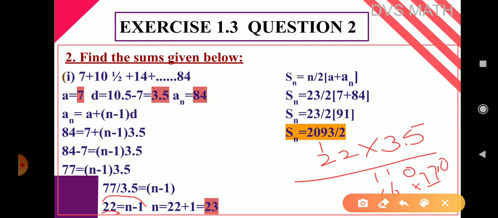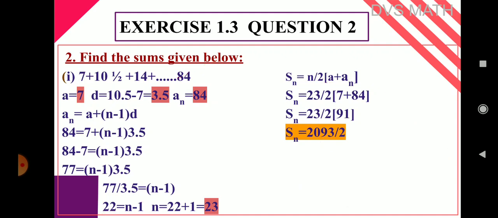How many terms are there here? 23 terms. So now let us find the sum of 23 terms. What is the Sn formula? Here we take this formula because, as I told you, the first term and last term are given. If only the first term and common difference are given, use Sn equals n by 2 into 2a plus n minus 1 into d. But here a and an are given, so you can directly use n by 2 into a plus an. So 23 by 2, a is 7, and an, the last term, is 84. 7 plus 84 is 91.